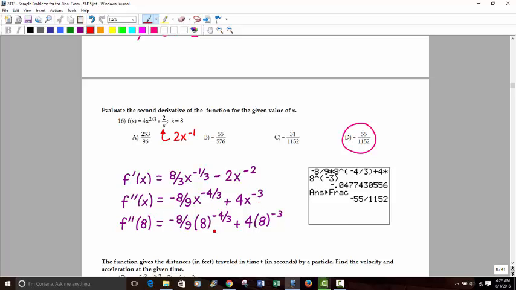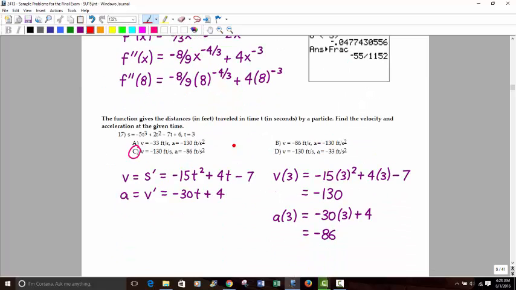And then now we plug in 8. So you see I set it up right here, but of course I did it right over here in the calculator. And it works out to get an exact fractional answer, mainly because the cube root of 8 is 2, so it makes all these values become rational numbers. And it becomes negative 55 divided by 1152.